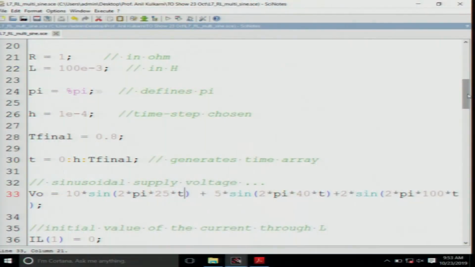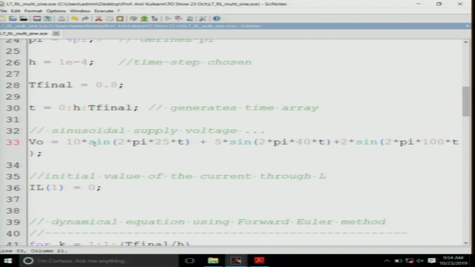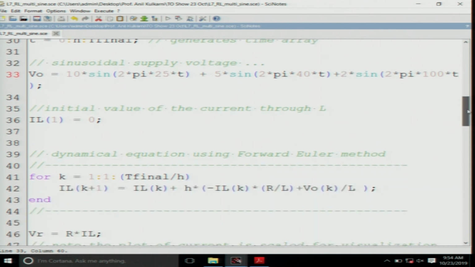So, if I use this multi-sine and give it to this circuit, we have already seen the output, but the Fourier series components we already know. What are the Fourier series components? Can you go up? For example, there is no DC component, there is a 25 hertz component of magnitude 10, there is a 40 hertz component of magnitude 5, can you highlight that 5, and there is a 100 hertz component of magnitude 2.